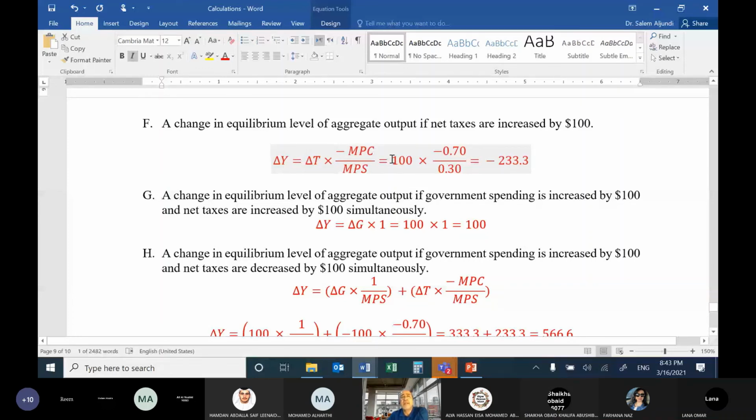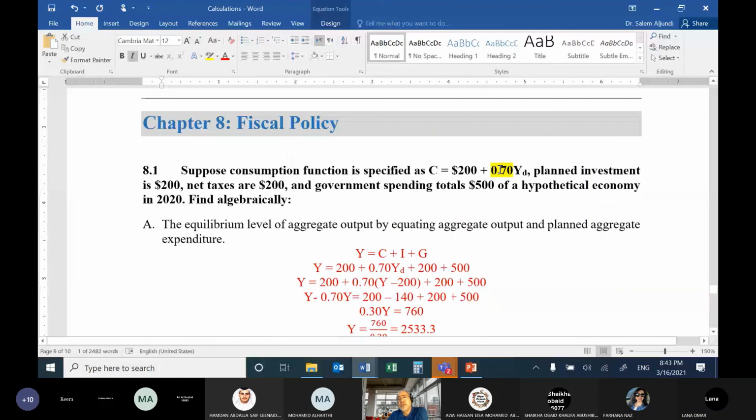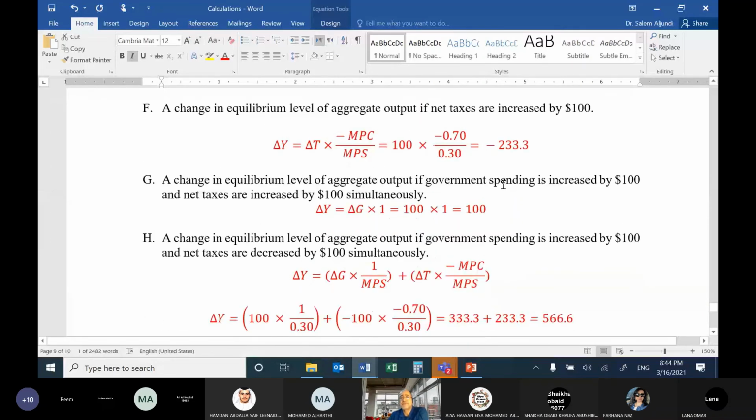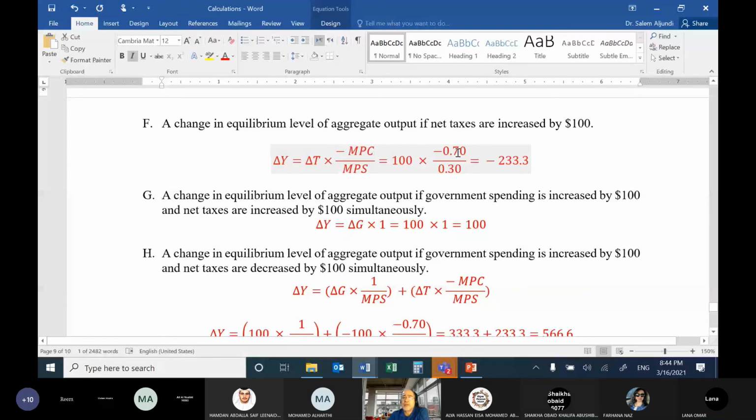Okay, what is marginal propensity to consume? It is the parameter of consumption function, dot 70. So from here, I got marginal propensity to consume dot 70. What is marginal propensity to save? It is 1 minus dot 7 equals dot 3. So use your calculator, we get minus something.